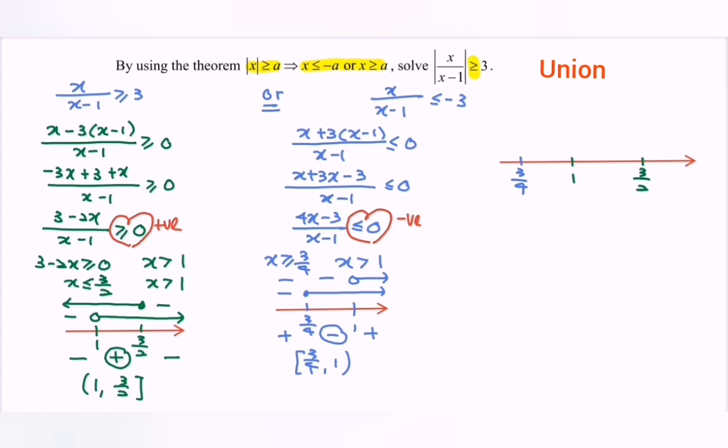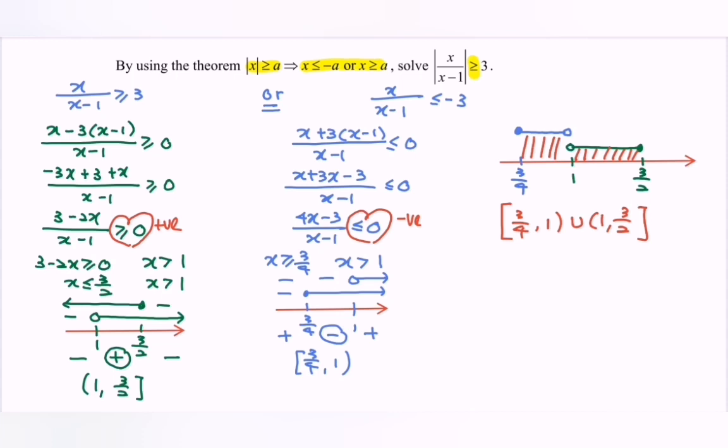Illustrate the green in color. We have 1 empty circle and then filled circle for 3 over 2. Next, for the blue in color, we have filled circle and empty circle for the 1. For the OR case, we have to shade the region involved. Finally, the answer would be start from 3 over 4 until 1, where 1 is not included, union, start from 1 until 3 over 2, where 1 is not included. That is the answer for the interval form.